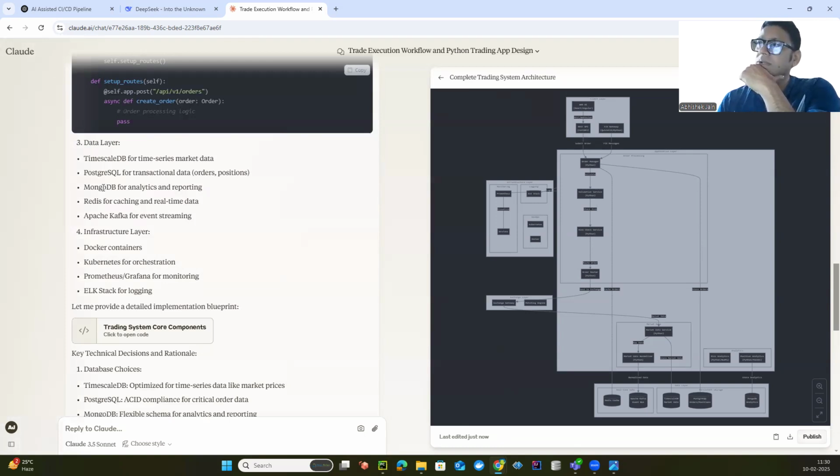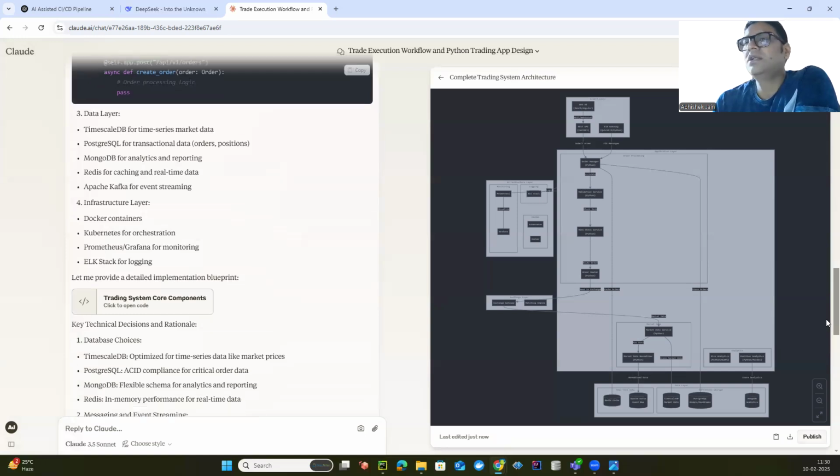PostgreSQL, MongoDB, again, are very important for analytics and reporting. We know that it's a document-based DB. Redis for caching, that's also good. And Apache Kafka is a streaming platform. We all know that if we want to design an event-driven system, then we have to use some kind of streaming platform, right? And then an infrastructure layer, with Docker containers, Kubernetes, Prometheus and Grafana for monitoring, and ELK stack for logging, right?